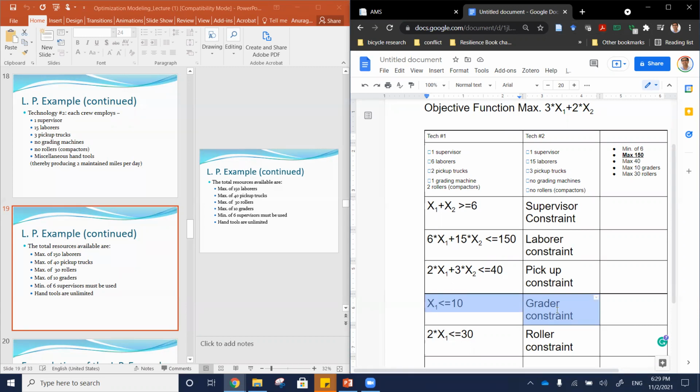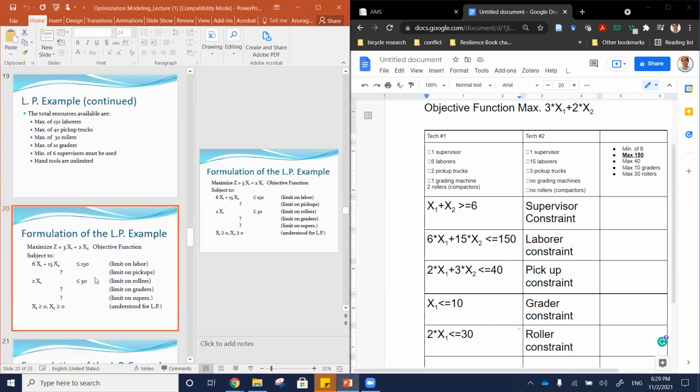Okay, so I'll just stick with x1 less than or equal to 10, and that becomes my grader constraint. Now I could include the last one in the answer or not include it. It wouldn't matter. It wouldn't change a thing. But now I hope you understood the process of writing these constraints.